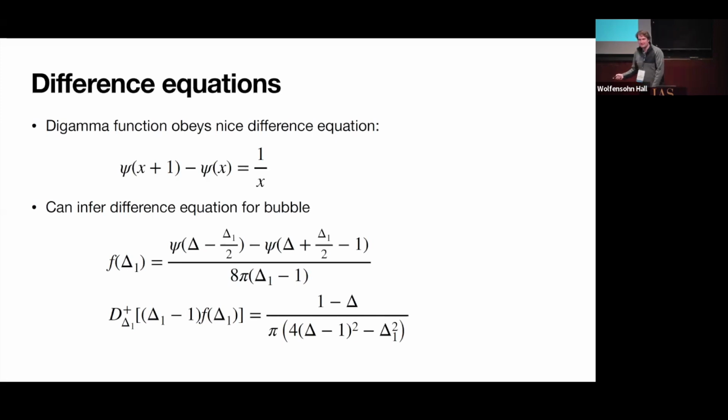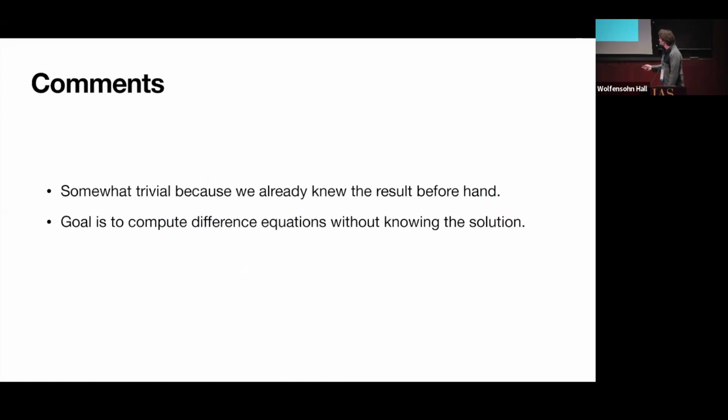And this is exactly analogous to the differential equation that you derive in flat space, except now it's a difference equation. This D here is a difference operator acting on this Delta 1. Now, you can tell me this is somewhat trivial because I haven't actually done anything new. The 2-point bubble has been known for a while, almost 10 years. And we knew the result beforehand.